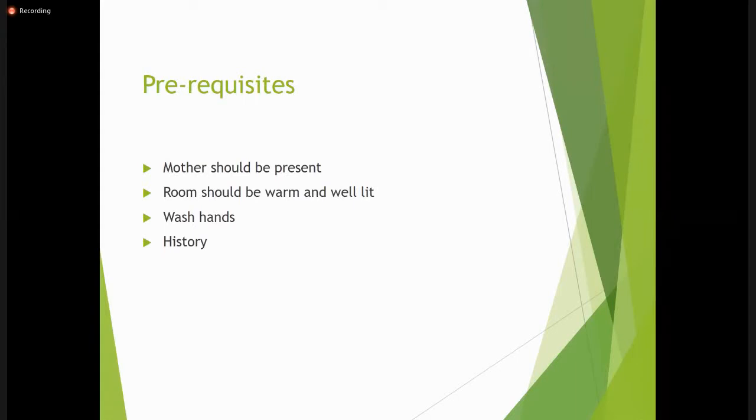And then in the natal history, you have to ask whether it was a full-term or preterm delivery. Was it a normal vaginal delivery, or is the mode of delivery assisted delivery or cesarean delivery? If it was a cesarean section, then whether it was an emergency cesarean section or a planned cesarean section, and what was the cause for that emergency or planned cesarean section.